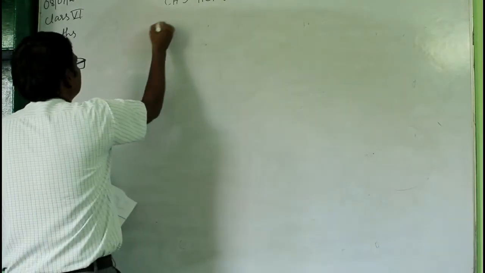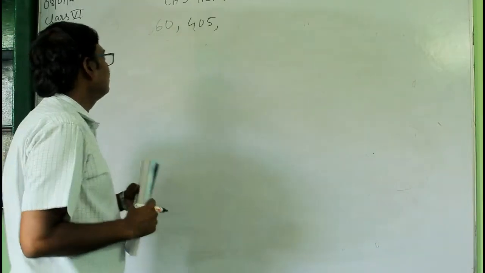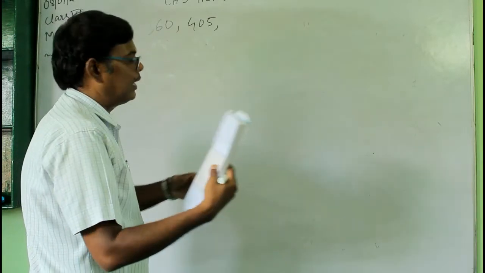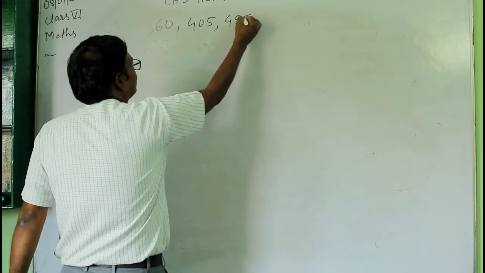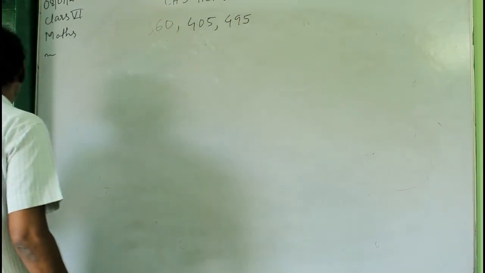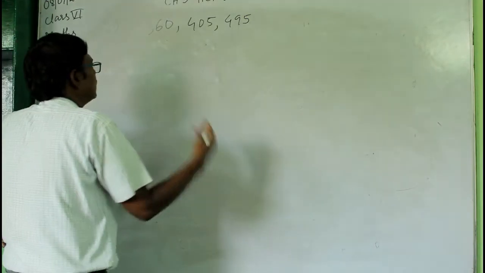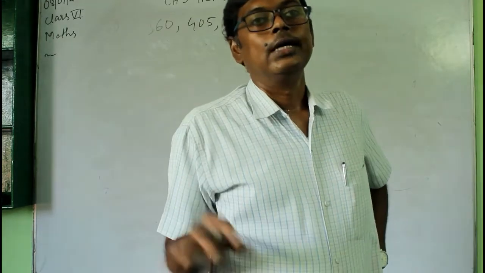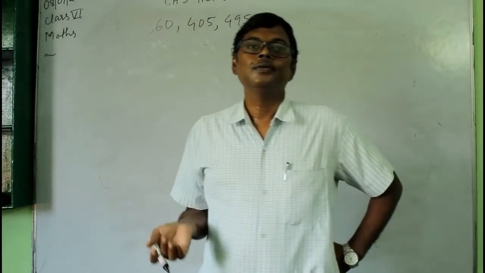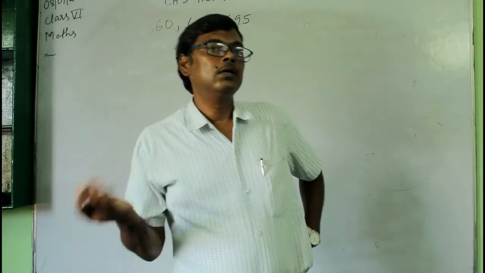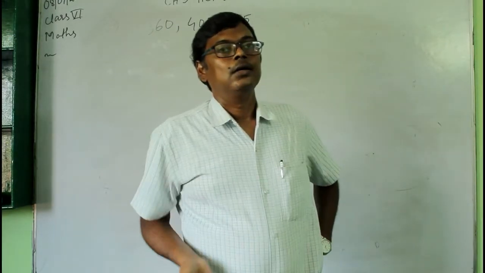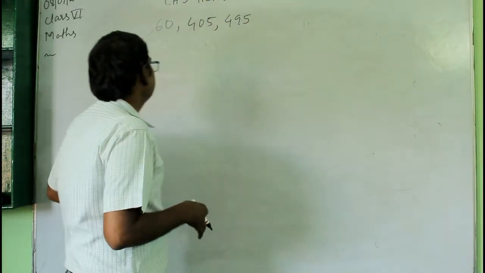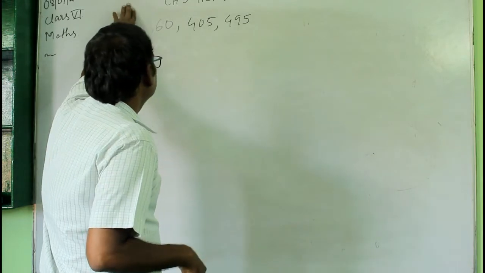So here the numbers are 360, 405, and the other number is 495. Okay, and we have to find the HCF of these numbers. You can use any method, but if nothing is written in the question, then you will find the HCF by any method of your choice. But here if you find the HCF by the division method, then it will be easier for larger numbers. So here find the HCF by the division method.